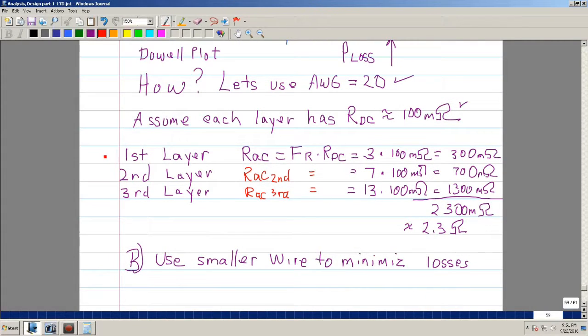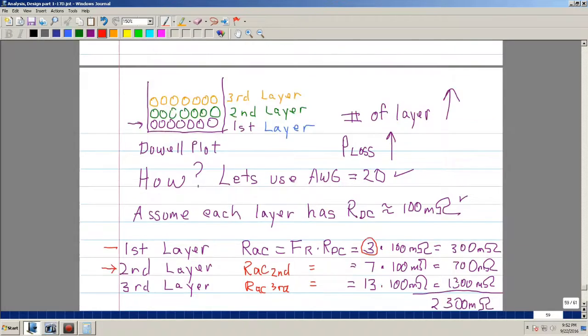So the first layer: the AC resistance is equal to FR times the DC resistance. I calculated from the Dowell plot that it has a factor FR of 3 times 100 milliohms. You get 300 milliohms. So it increased by a factor of 3. Now let's calculate the resistance of the second layer.